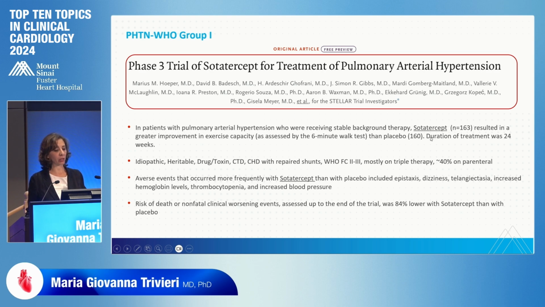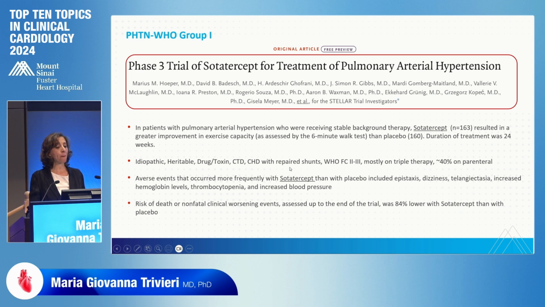They randomized patients to receive sotatercept versus placebo on background medical therapy. They had approximately 160 patients in each of the groups, and duration of treatment was approximately 24 weeks. And all patients included had group 1 pulmonary arterial hypertension, classified as idiopathic, heritable, related to drug and toxin, or connective tissue disease, or congenital heart disease, but they had to have a repaired shunt.